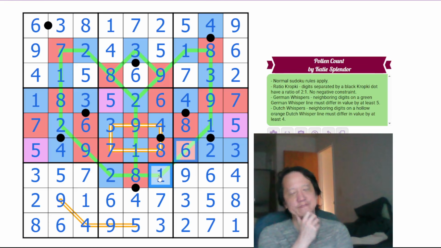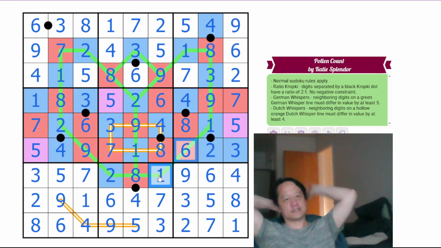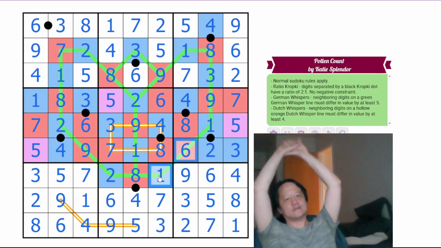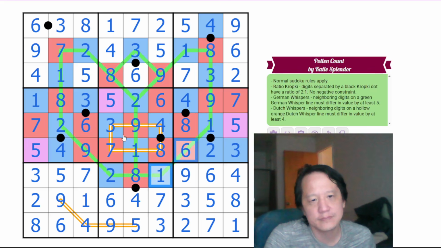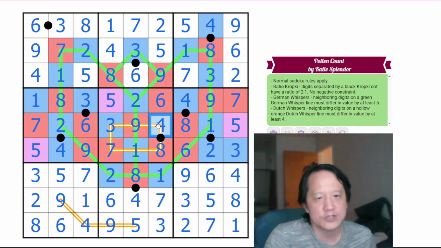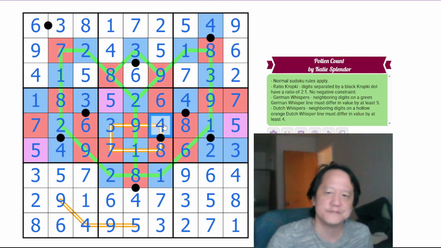Yep, fairly straightforward, but you have to have experience with Whisper 5 lines and Whisper 4 lines. But, I mean, it's not that hard to logic out necessarily either. Yeah, I'm not sure what else to say about this. I think it's pretty straightforward. I would also classify this as very easy, I guess.